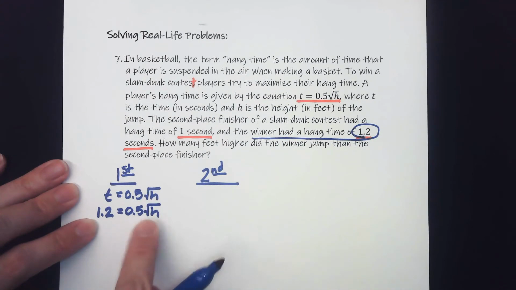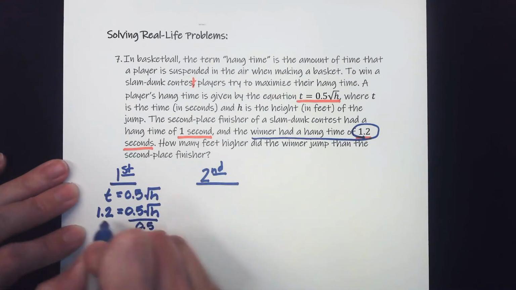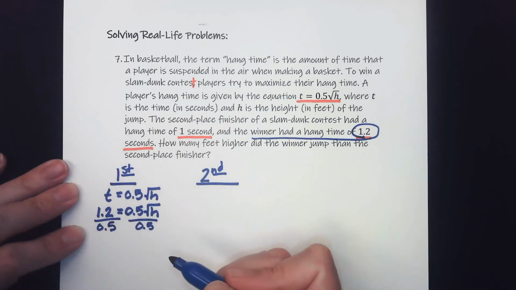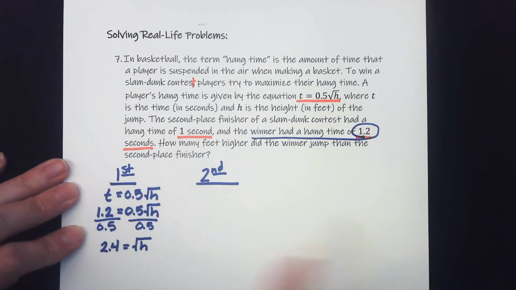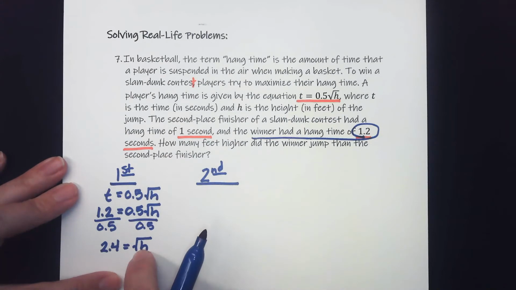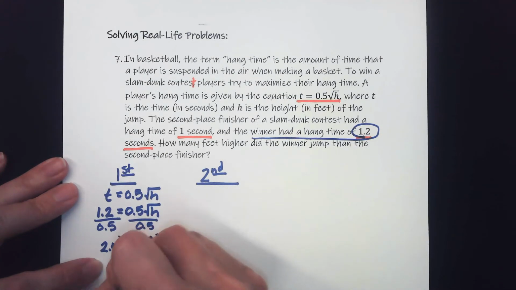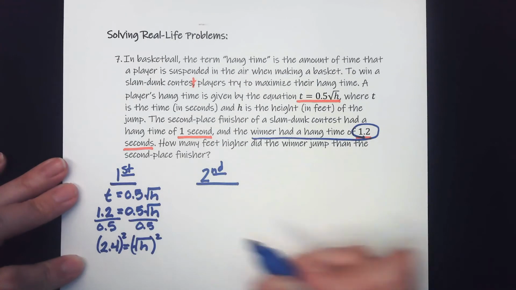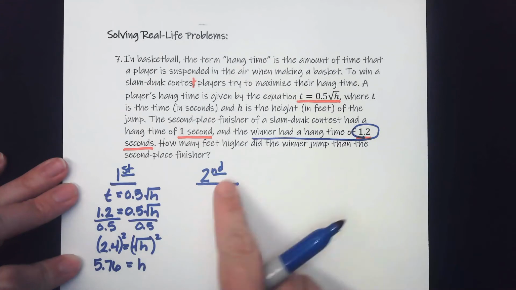So I'm trying to get the radical by itself so I can solve. So I'm going to divide by the 0.5. And I end up with 2.4 equals the square root of h. The radical is by itself, so to get rid of it, I take whatever the index is, and I take that power of both sides. So this index is 2, so I'm going to use the power of 2. Okay, so this side leaves me with h, and it's going to equal about 5.76 feet.